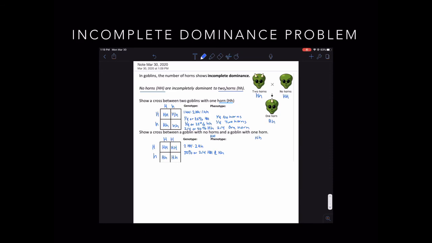For the phenotype, we know that there's a 1/2 with the homozygous dominant, HH, no horns, and a 1/2 with the 1 horn. To summarize, we know that incomplete dominance is when there's a mix between the 2 alleles. Thank you.